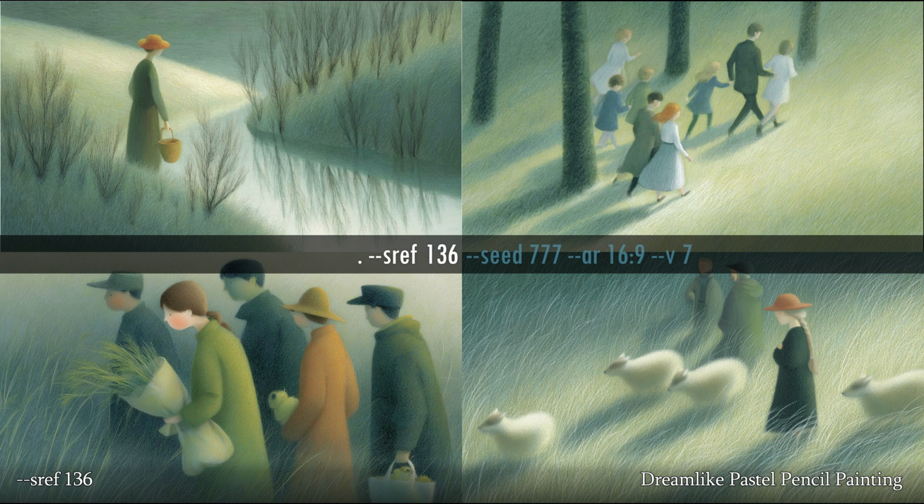136. Dreamlike Pastel Pencil Painting. Soft gradients, muted greens, and gentle forms give this style a calm, pastoral quality. Everything feels hushed and contemplative, like a memory painted with fog.